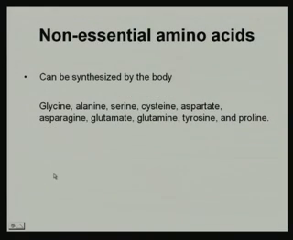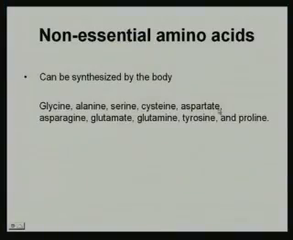In case of non-essential amino acids, that means those amino acids which can be synthesized by the body system itself, that means glycine, alanine, serine, cysteine, aspartic acid, asparagine, glutamic acid, glutamine, tyrosine and proline. The body can synthesize these amino acids by itself. So, supplementation of these amino acids is not that essential.